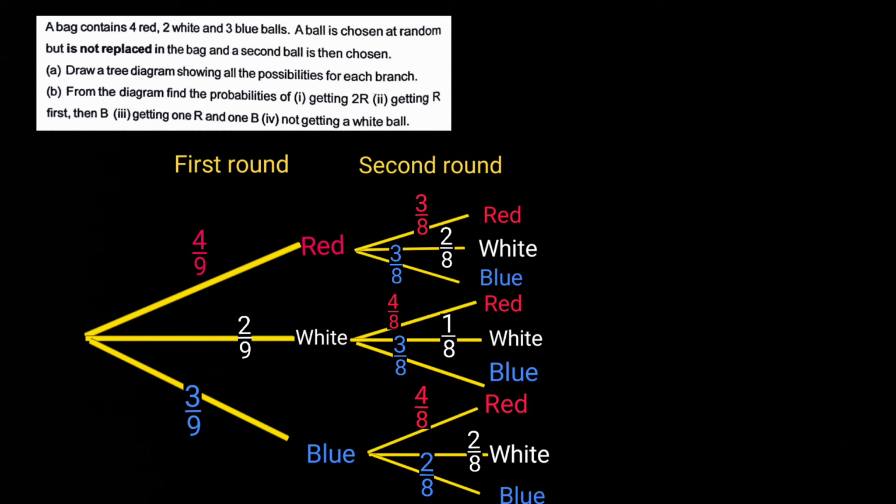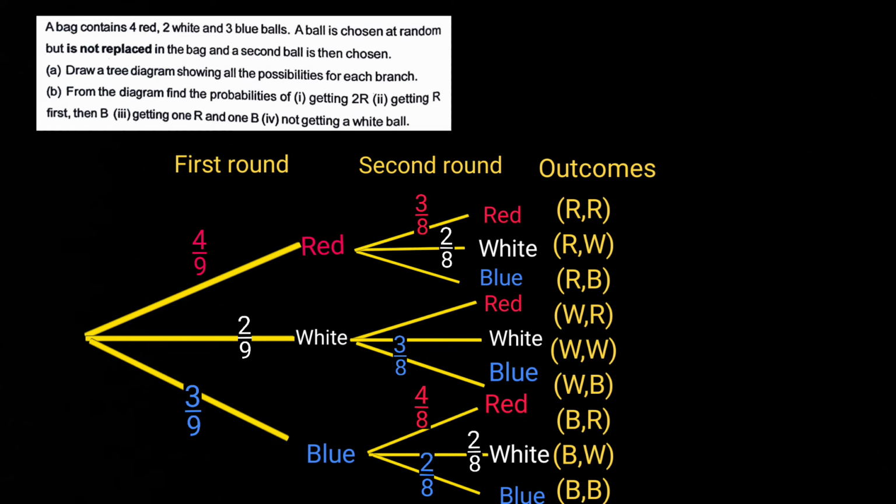Now we have gotten all 9 possible outcomes from the experiment. Let's just label them like this for each branch. And we have drawn a tree diagram.